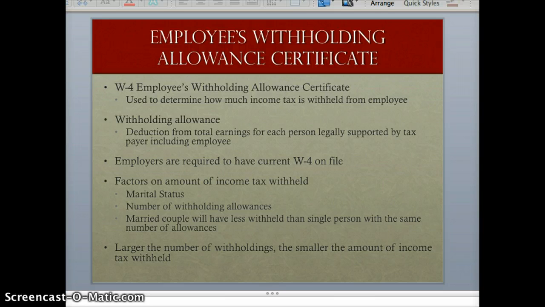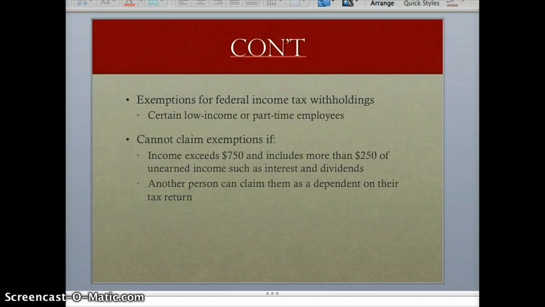So the larger the withholdings, the smaller the paycheck. Sorry, the larger the withholdings, the smaller the amount they keep out. Now there are some exemptions to that. There are some exceptions to the rule, and those belong to certain low-income or part-time employees.